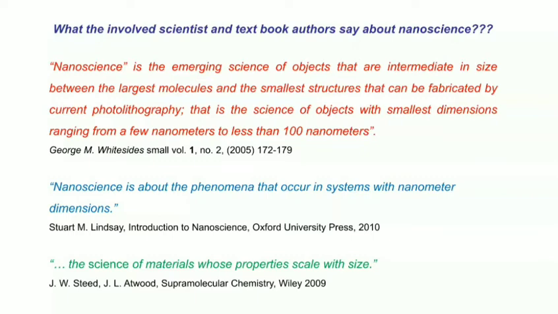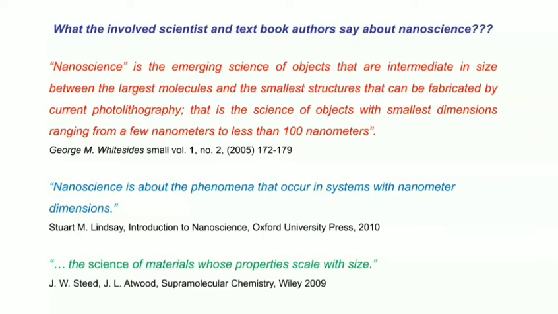Okay, what is lithography and what are different types of lithography. We'll see everything. Okay, so that is the science of objects with the smallest dimension ranging from a few nanometers to less than 100 nanometers. Okay, so this is the definition which is given by George Lindsay in a very famous book, Introduction to Nanoscience, from Oxford University in 2010.